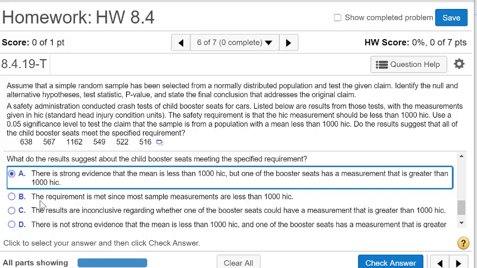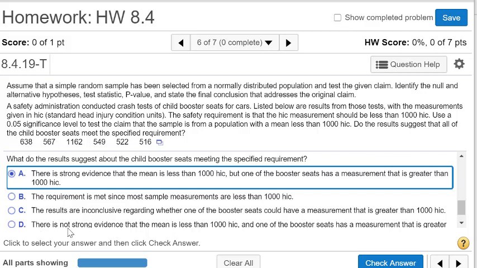Let's take a look at B. The requirements are met, since most of the sample measurements are less than 1,000. That's not the result of a hypothesis test. C. The results are inconclusive regarding whether one booster seat could have a measurement greater than that. So this one would be an outlier, but all in all, I think it seems like it's less than 1,000, so I don't think it's C.